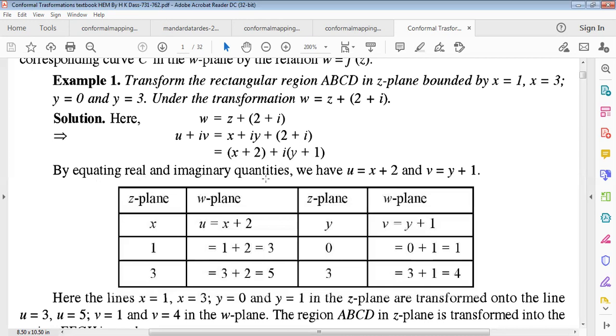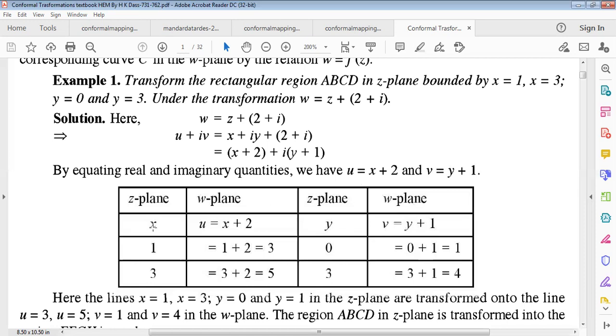Now by equating real and imaginary quantities, we can write u equals x plus 2 and v equals what? y plus 1. Can you write? Yes, sir. Okay, u equals x plus 2 and v equals y plus 1, just equating on both sides. Now z plane, first column, w plane, second column. Now for x in the z plane, in the w plane u equals what will be? x plus 2. Okay, this is x plus 2. Now in the z plane, for y, in the w plane v equals what will be?